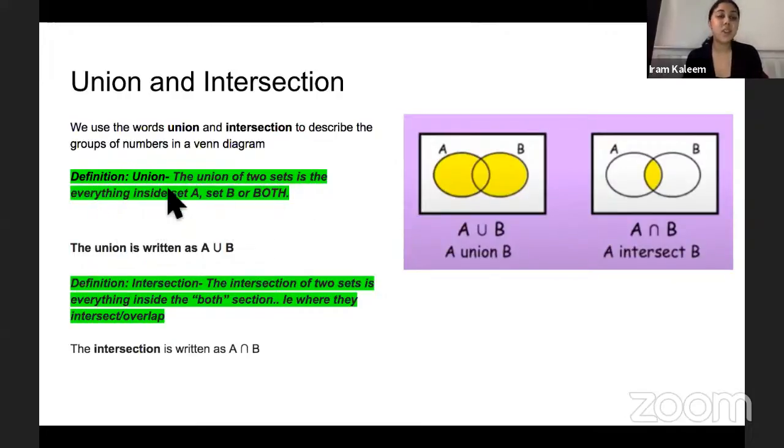So the union is the union of sets. Basically everything inside set A, inside set B, and inside both. If you look at the diagram here, we say that the union between A and B is everything that's shaded yellow, basically everything that's in both. And we write this union as A union B, with the union being a capital U. So if you can write down the definition of the union and then write down this notation here. This represents the union. I'll give you a moment to write that down.